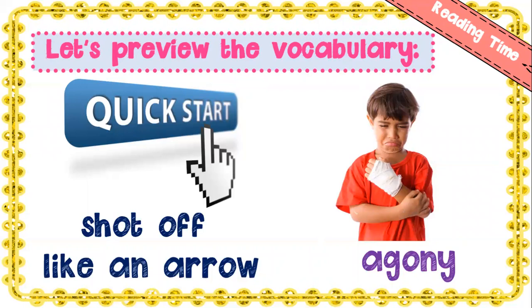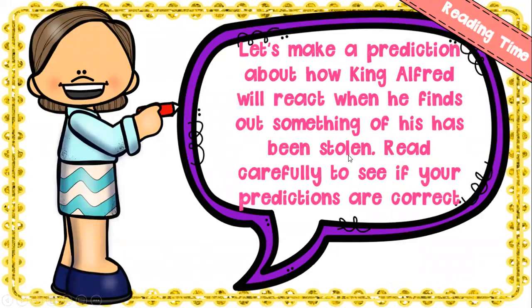Agony is pain. So if you're in agony, it's intense pain or suffering. An example would be after breaking her arm, the girl was in agony. Now let's make a prediction how King Alfred will react when he finds out something of his has been stolen. Now you think this is a king, someone has stolen from him. Think about how you feel if someone stole from you. Now you're going to read carefully to see if your predictions are correct.